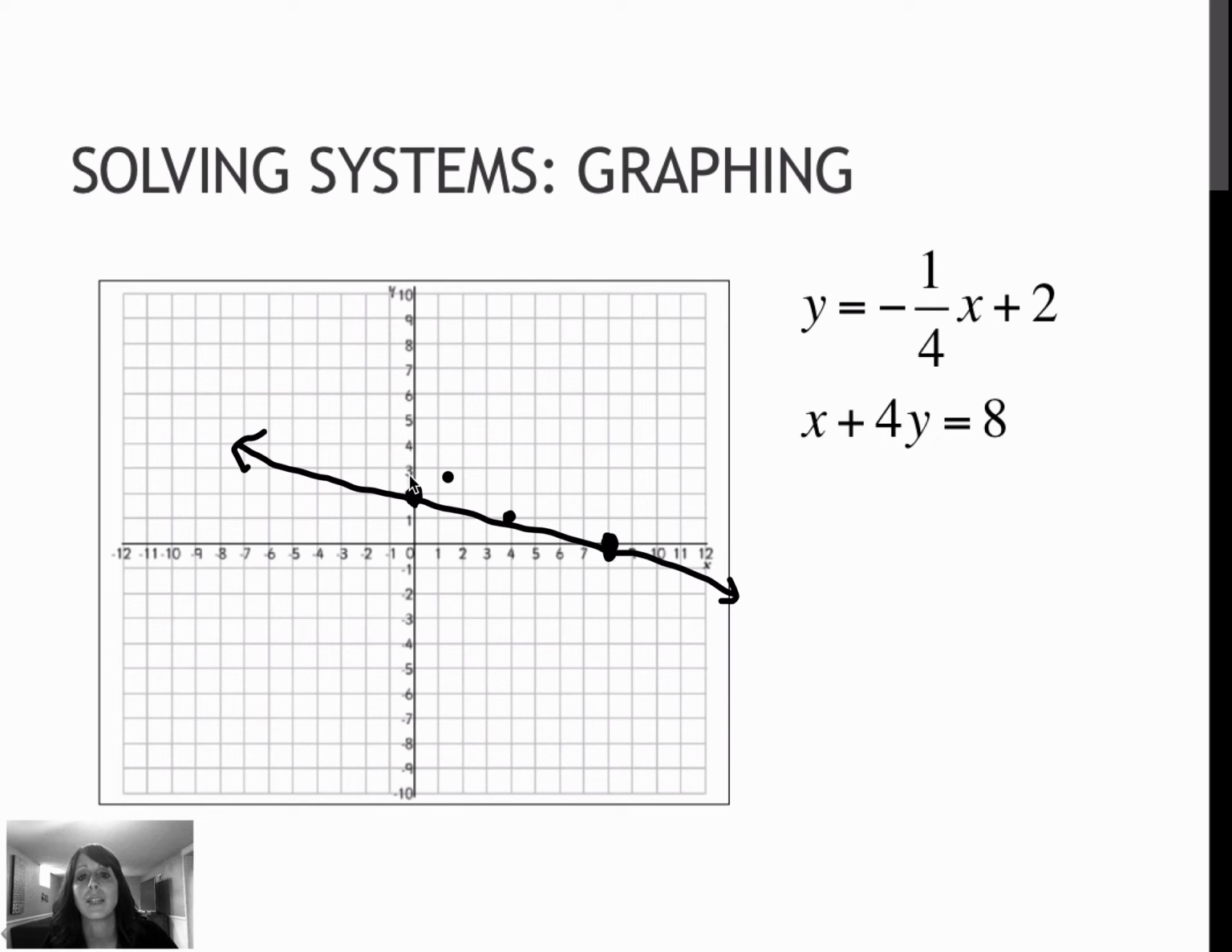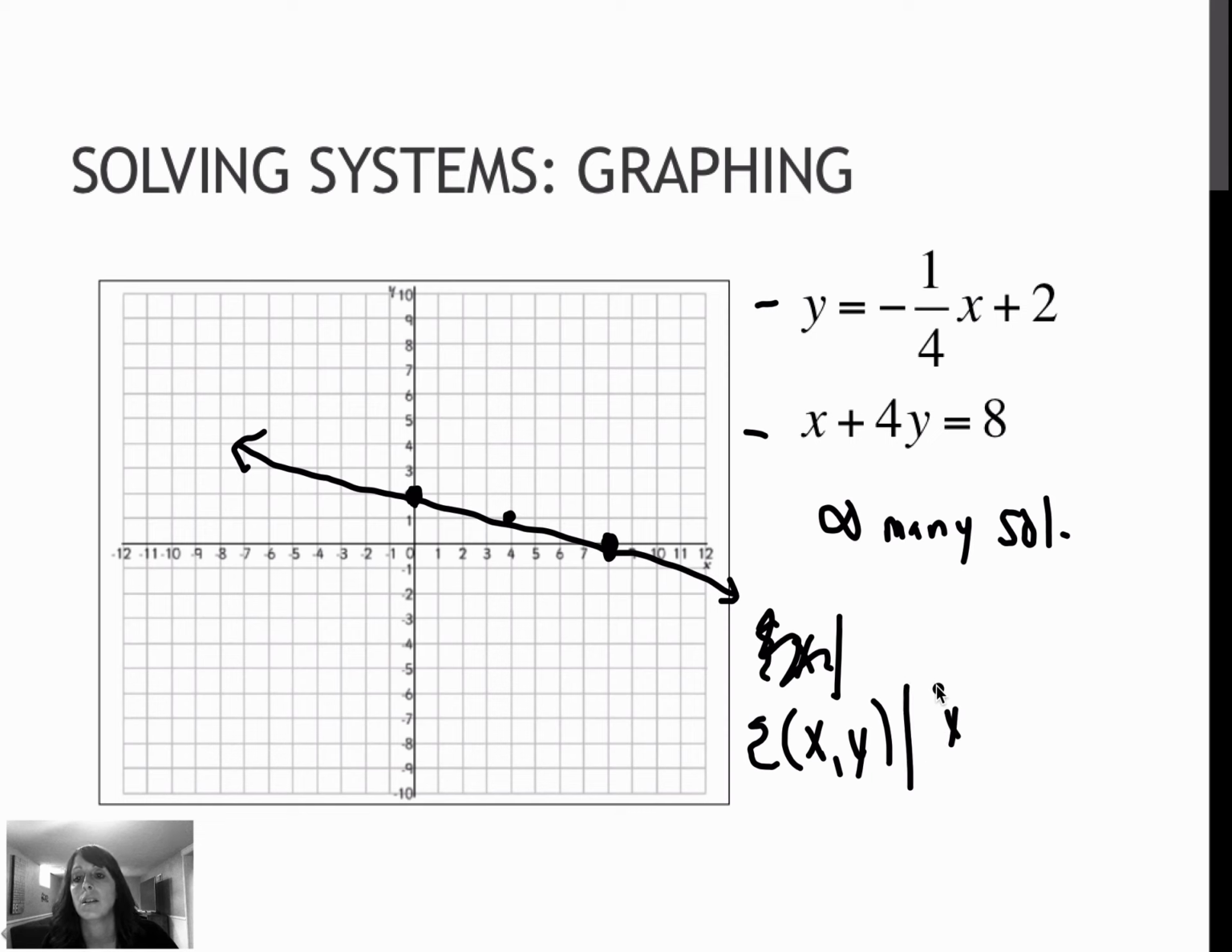And so I can see that this would be the exact same line that I graphed the first time, even though they are in different forms. This is an infinitely many solutions question. And if they ask you what those solutions are, it would be any point that fell on either one of these lines. So I would say all of the x's and y's such that x and y belong to x plus 4y equals 8, or the other equation.